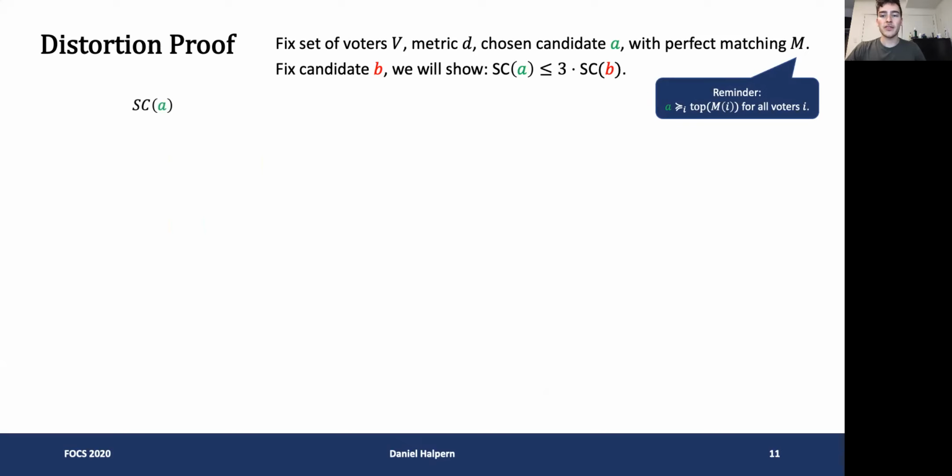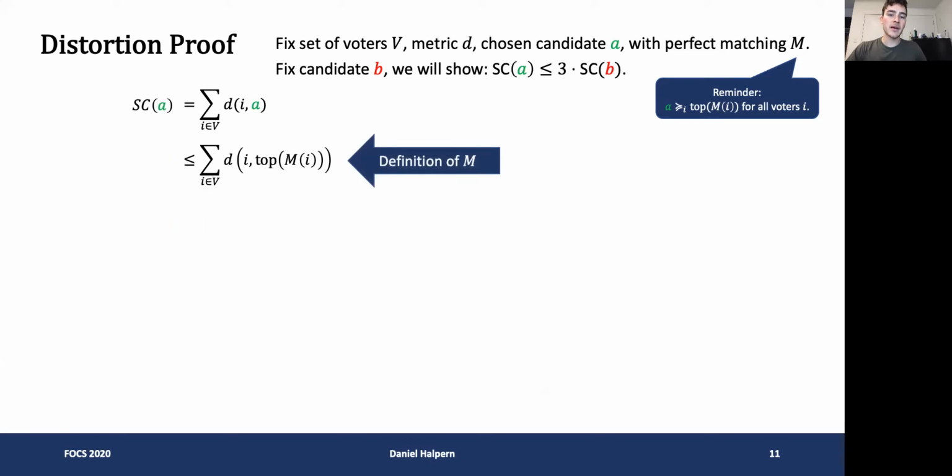So let's start with the social cost of A, and then we can just expand it using the definition. Now what are we doing in this step? Well, this is just the definition of M. As we said, for voter I, they prefer candidate A to the top choice of the voter matched with I. So what does this mean in the framework? It simply means that the distance from I to A is at most the distance from I to this other top choice candidate. Now we can expand this simply using the triangle inequality, so replace it with the sum of the distance from I to B and then B to the top choice of M.